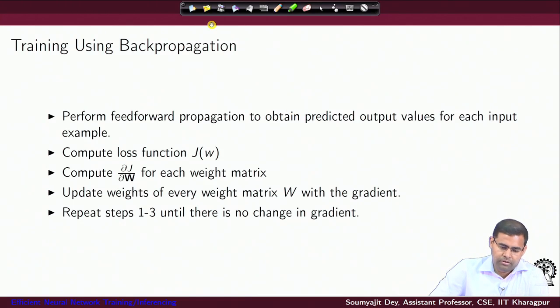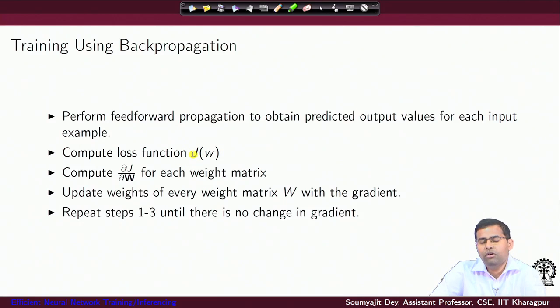So, that is essentially what we call training using backpropagation. The first step is you perform feed forward propagation to obtain the predicted values. Using those predicted values you compute the loss function, then you compute the value of del j del w. But first, let us understand what is the relation.